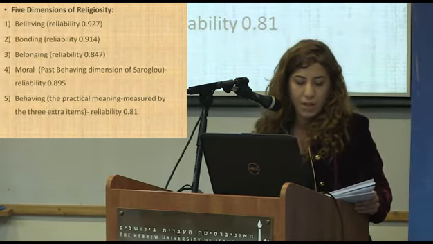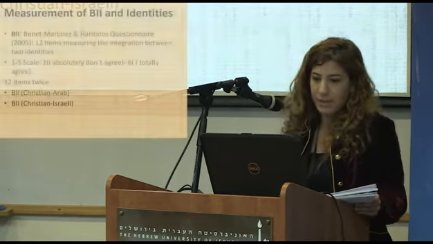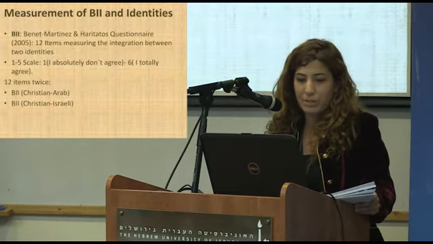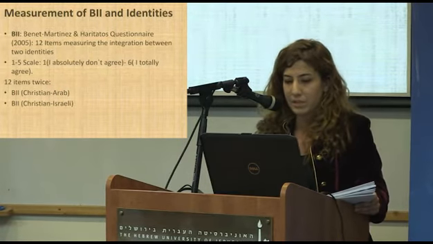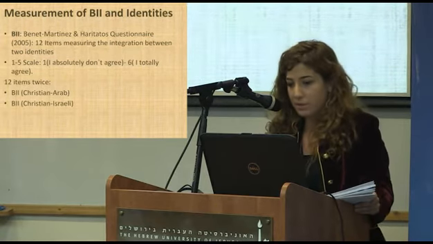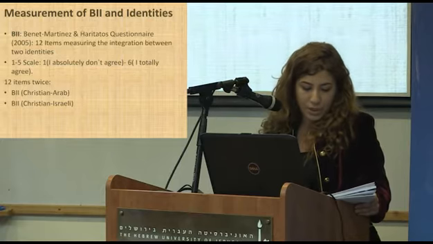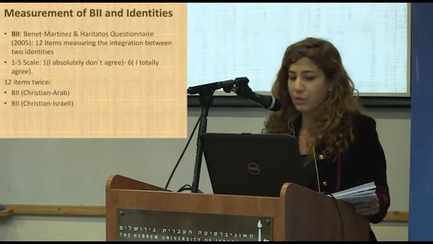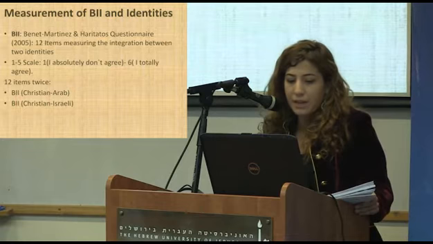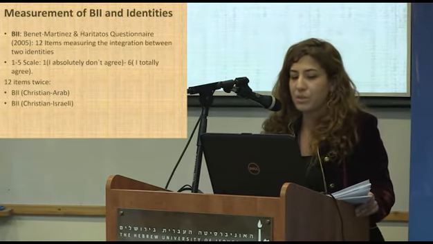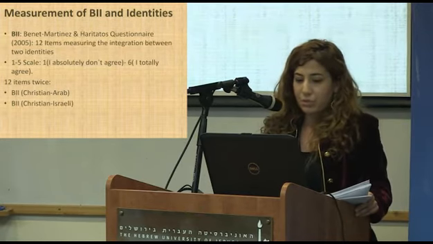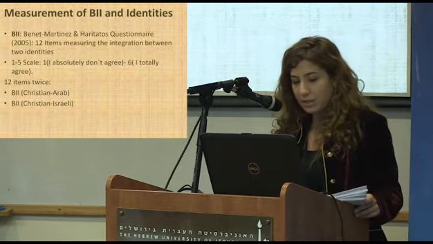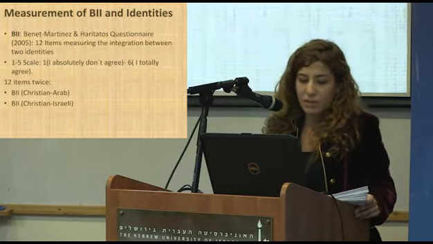The measurement of BII and identities, the bicultural identity integration. We measure the bicultural identity integration using the Bennett-Martinez questionnaire that includes 12 items measuring the integration between two identities, with a 1 to 6 scale, where 1 is absolutely don't agree and 6 is I totally agree. The participants answered the 12 questions twice. The first time in order to measure the bicultural identity integration with respect to the Christian and Arab identities, and the second time with respect to the Christian and Israeli identities.